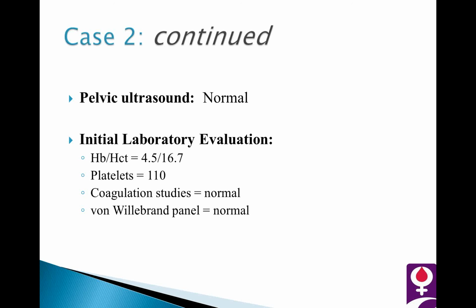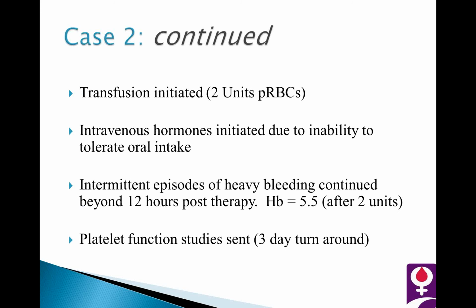A pelvic ultrasound was normal, and her initial laboratory evaluation revealed a hemoglobin of 4.5, platelets of 110. Her initial coagulation studies were normal, and a von Willebrand panel was normal. Well, ultimately, this young lady required a transfusion, and she was given initially 2 units of packed RBCs. Additionally, due to her inability to tolerate oral contraceptive pills, intravenous hormones were initiated.